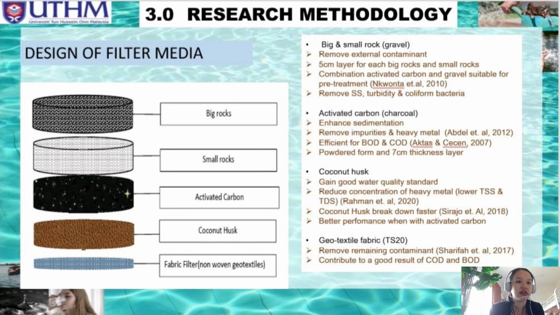For geotextile fabric, we have chosen TS20 as the geotextile non-woven fabric, and it is very good at removing remaining contaminants. It also contributes to a good result for COD and BOD, based on Sharifa in her study.